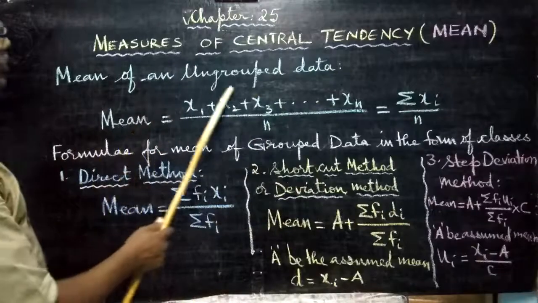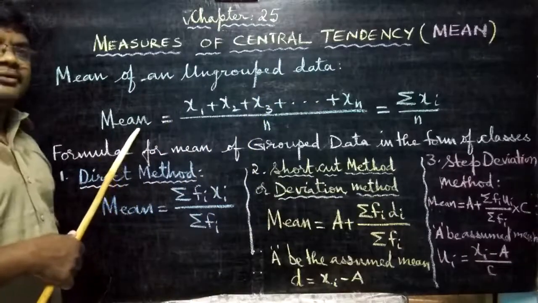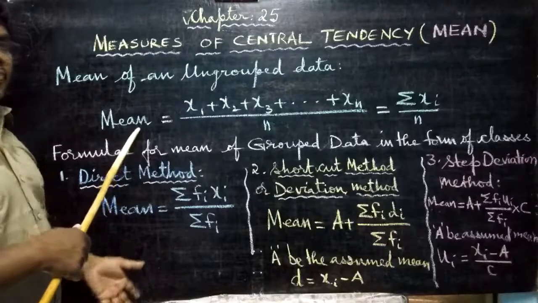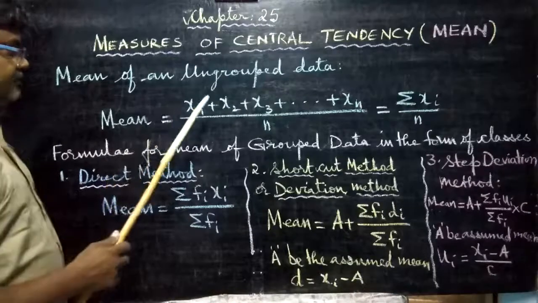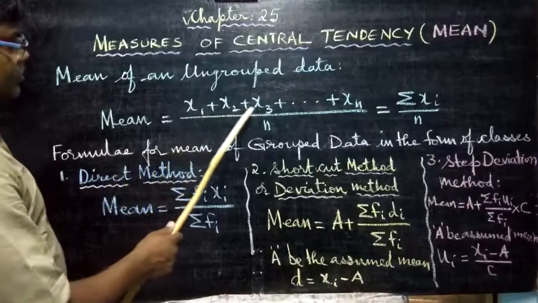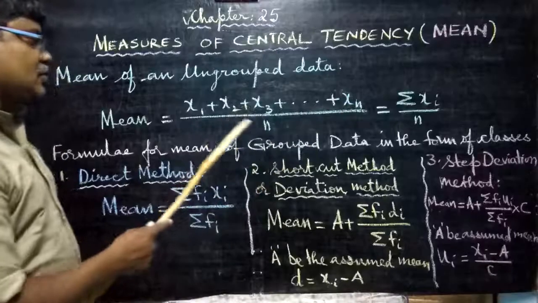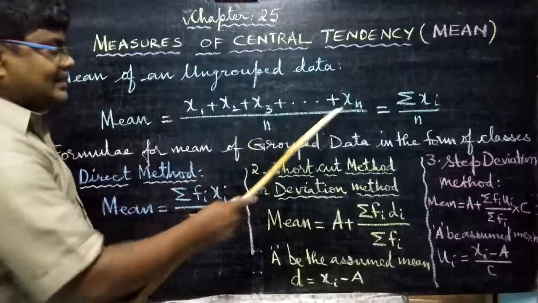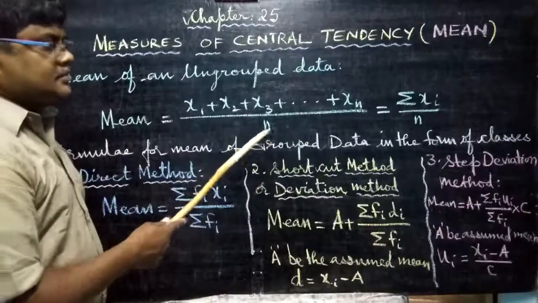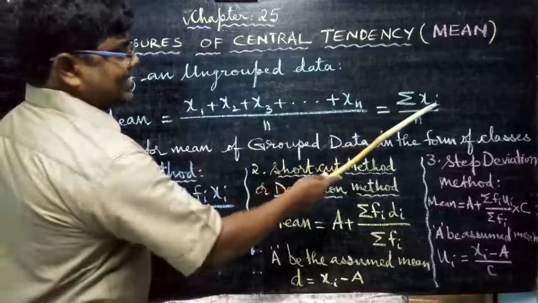Mean of an ungrouped data. Mean means average. When we get 4 or 5 subjects, we add and divide by 4; if 5 are given, by 5. In the same way, these are the observations x1 plus x2 plus x3 and so on up to xn. Here n is the total, so divide by n. If 10 are there, divide by 10; if 20 are there, by 20. That is the average. And the shortcut formula is sigma xi by n.